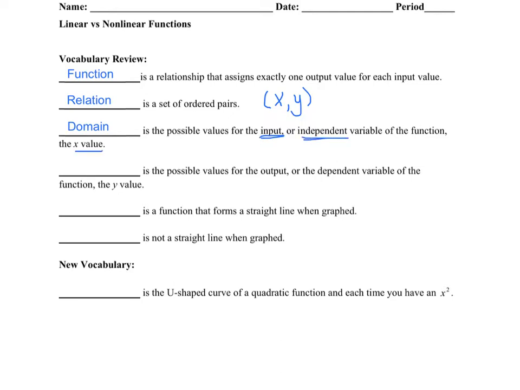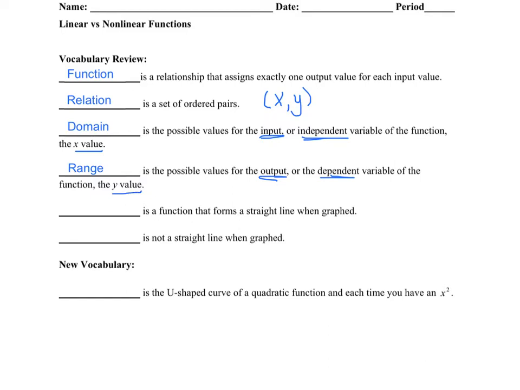Your range is the possible values for the output or the dependent variable of a function, the y value. So the range is all the possible values for your output. It's a dependent variable, and it's also the y value.